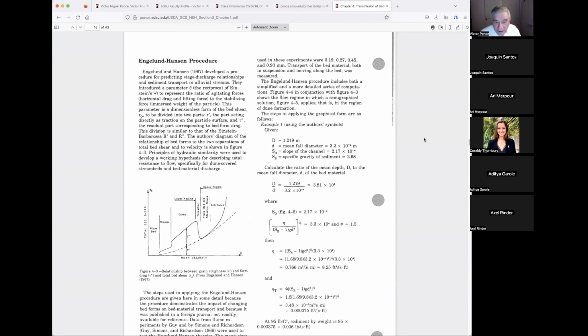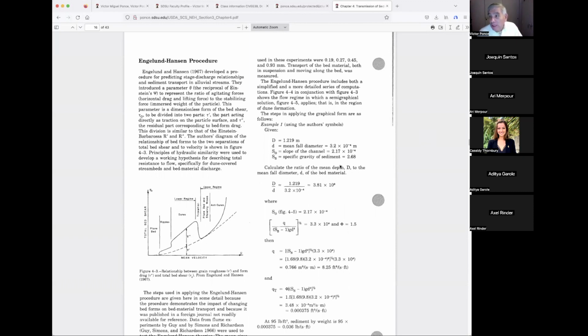And I looked at it yesterday. Where is it? Well, not here, because this is kind of odd. And to be honest, all these sediment manuals that the government puts together, they're all confusing. They don't know how to write clearly. I have not written anything on the Engelund-Hansen.